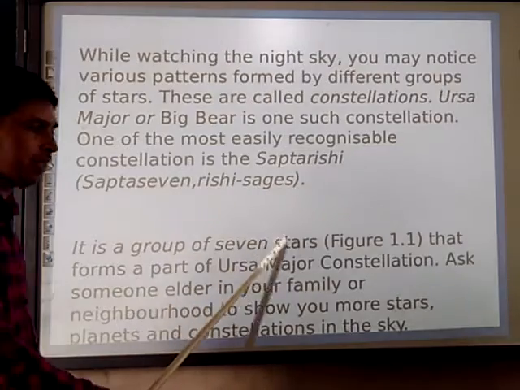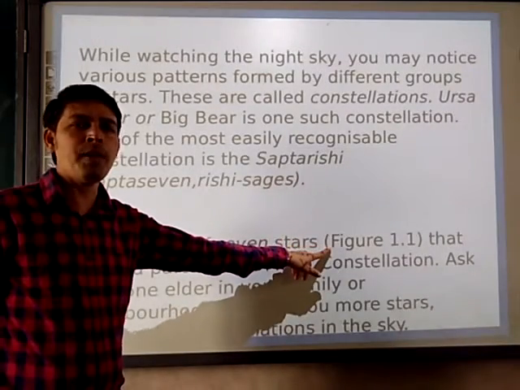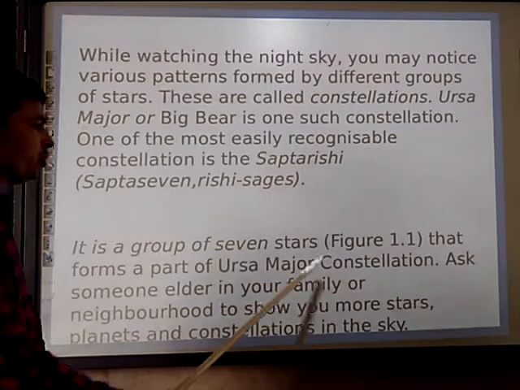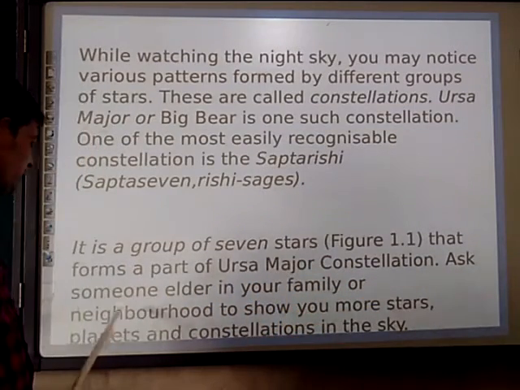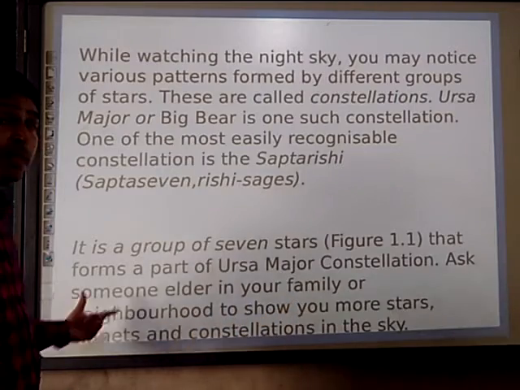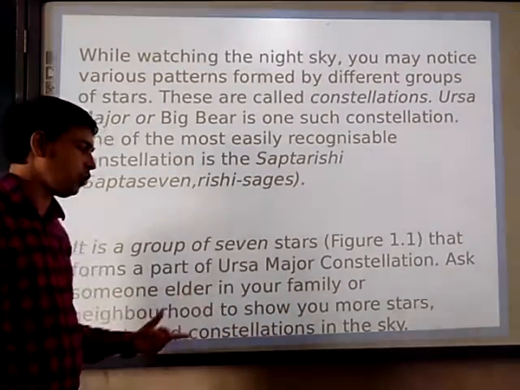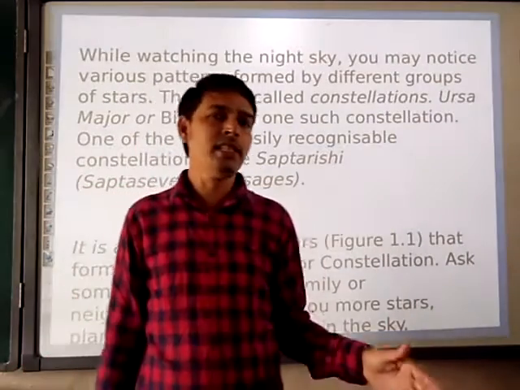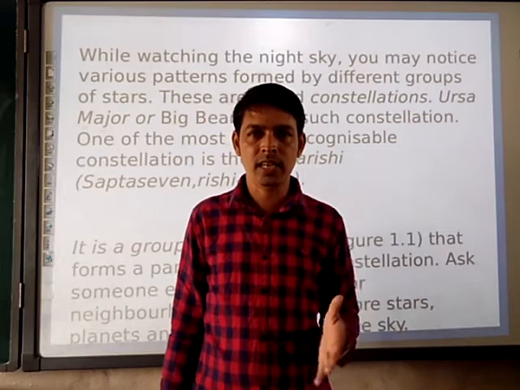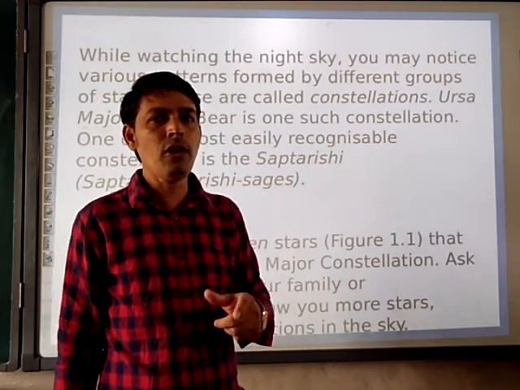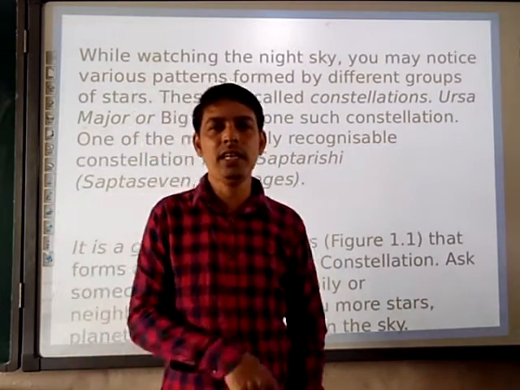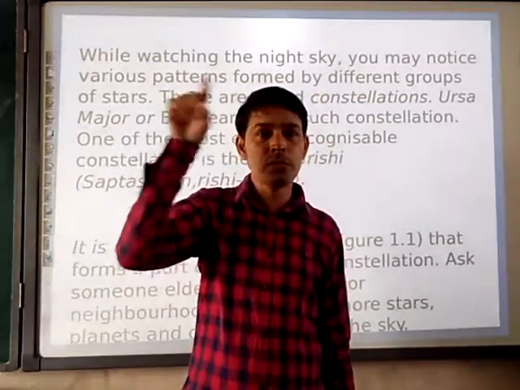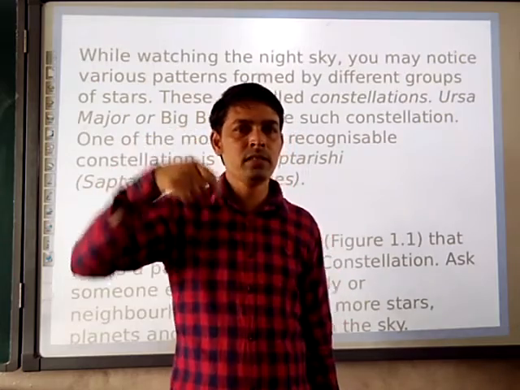It is a group of 7 stars. We will see in figure number 1.1 that it forms a part of a major constellation. Please ask someone in your family to show you this constellation pattern in the sky at night time, not in the daytime. You will observe the 7 stars in dotted form, 1, 2, 3, 4, 5, 6, 7, in a spoon shape.